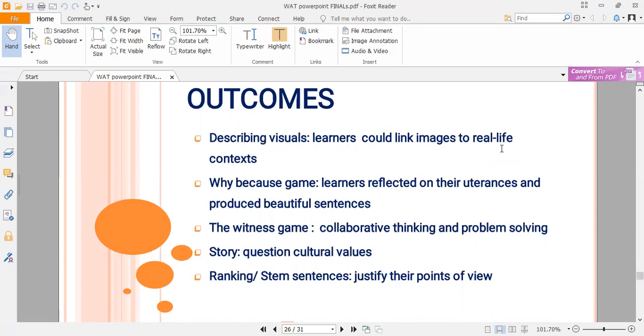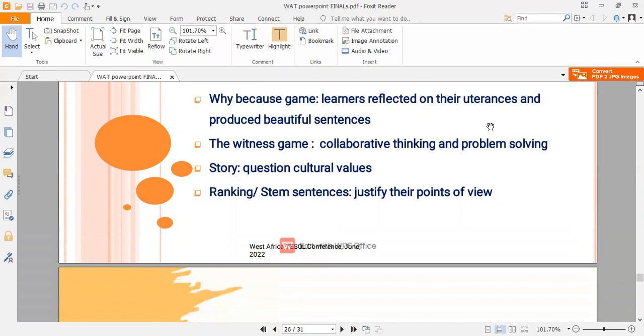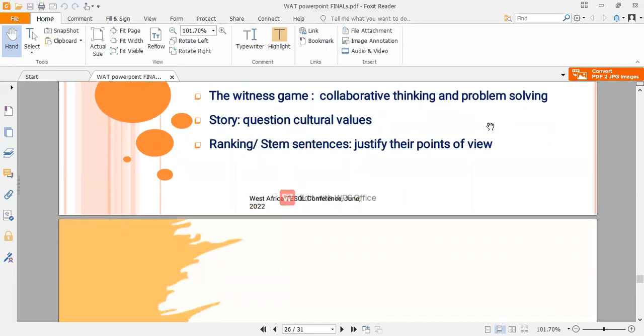From there, we could see in the learners, with describing visuals, this permitted the learners to link images to real life context. With the activity of Why Because game, learners reflected on their utterances and produced beautiful sentences. Like a learner who said, I think the event is colorful because, and the witness game, it provoked learners to do some collaborative thinking, like working in a team.